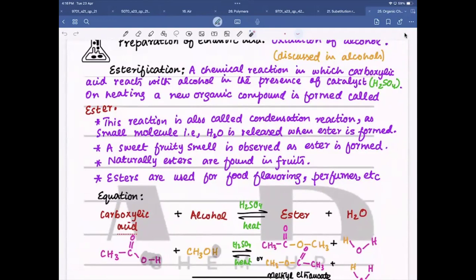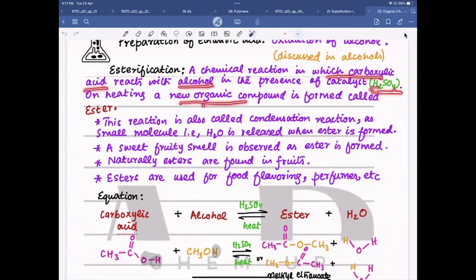Okay. Now, that is the last reaction over here. Then we will move towards esterification. It's a chemical reaction in which carboxylic acid reacts with alcohol in the presence of a catalyst, sulfuric acid. So sulfuric acid is used as a catalyst, and in this reaction, we warm or heat the solution of carboxylic acid and alcohol. We mix them, we add some sulfuric acid, and then we heat it.